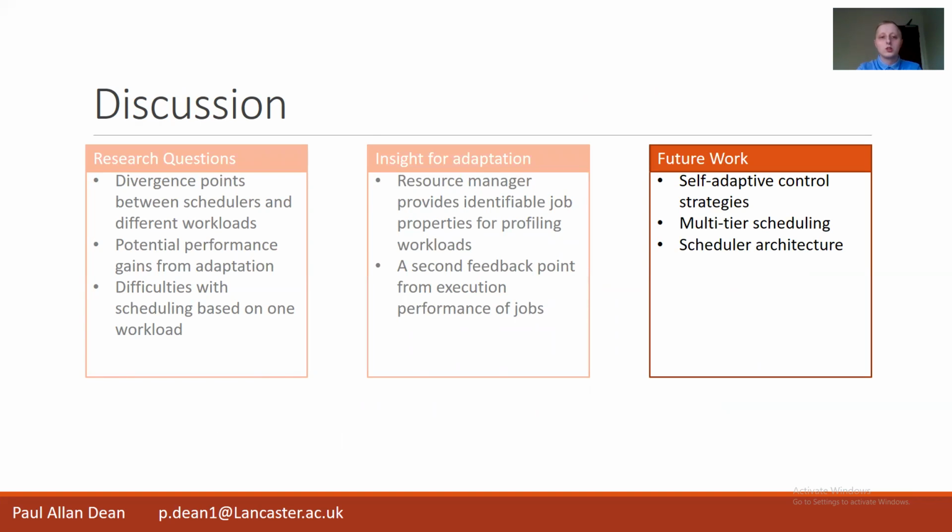Finally, future work looks to explore self-adaptive control strategies, applying learning agents to the Emergent scheduler, employing multi-tier scheduling, where adaptation may be performed at a resource manager and application master level simultaneously. And finally, adaptation of schedulers at runtime, adaptation of the scheduler's architecture at runtime. For example, adapting to a decentralized architecture for lower latency in scheduling decisions. This is different from the presented work, which is solely focused on adapting scheduling policies within a centralized architecture.